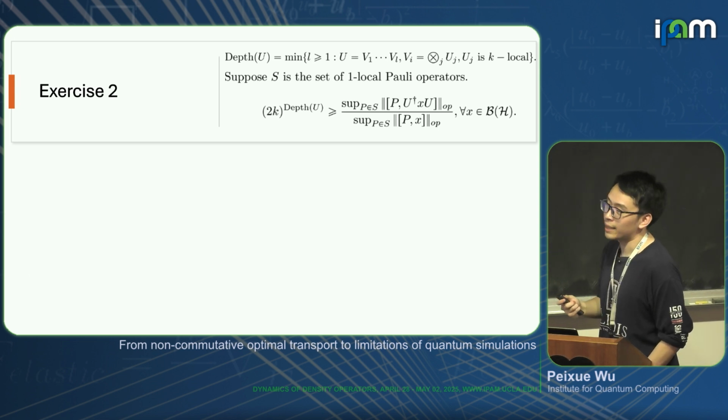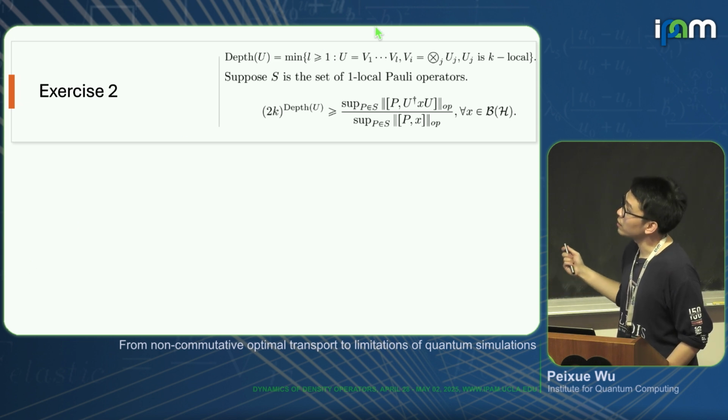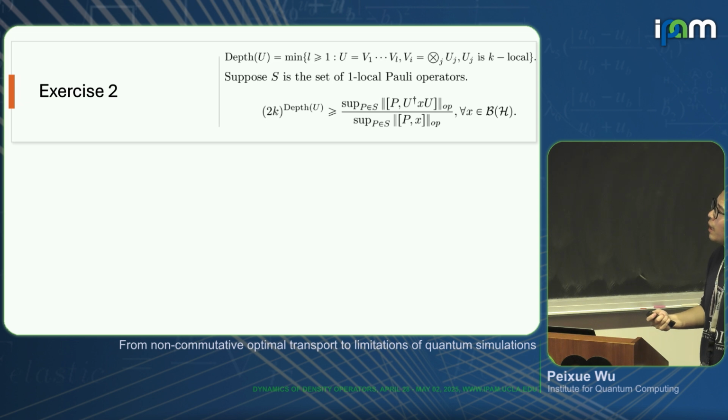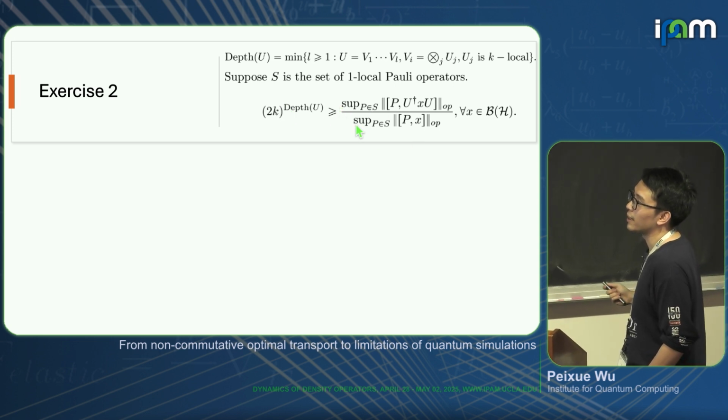The second exercise is about the depth. It's slightly more complicated, but I want to say this is actually the idea of Lieb-Robinson, the Lieb-Robinson bound. It's a discrete version. The depth of U is given by the minimization over all products of V, where V has this tensor product form, and each unitary here is local. And we can show that 2k to the depth is greater than or equal to this quantity.